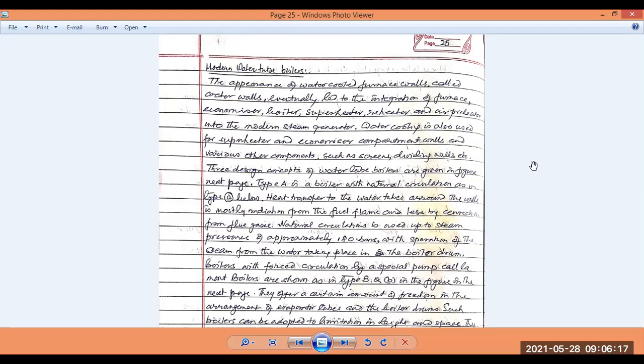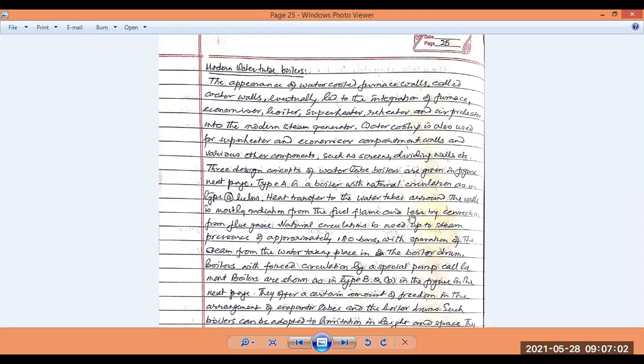And now, the various other components such as screens, dividing walls, etc. What is a screen exactly? The walls are not totally open. There are different screens or partitions through which these hot flue gases pass. They don't go directly to the wall of the boiler steam generator, but through different equipment, so that the circulation goes well and more and more of the heat is used for the purpose of boiling the water itself. Now, this design concept of water tube boilers is given in the figure on the next page.